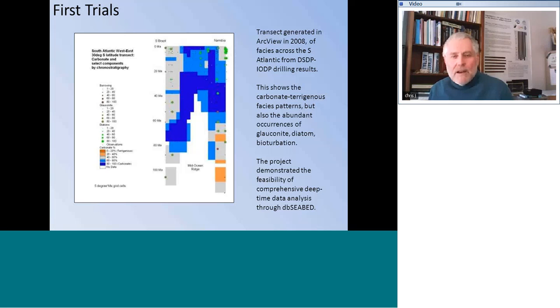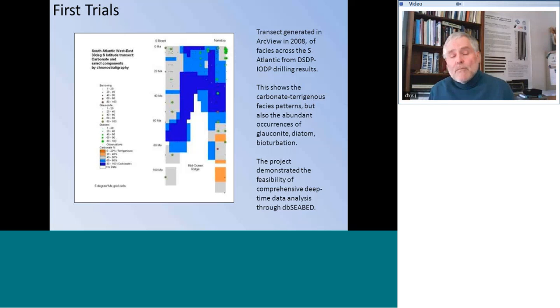And so here we have a diagram that looks like a molar tooth. And it looks like a molar tooth because the mid-ocean ridge is separating the two sides of the ocean. And you can see from this, the blue carbonate facies has a distribution on one side. The high terrigenous facies is visible on the African side. This is the transect of the South Atlantic. And then there are various mineral and feature occurrences.